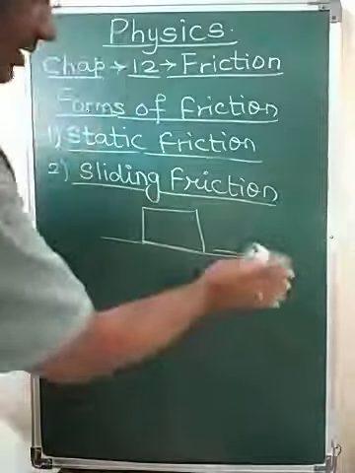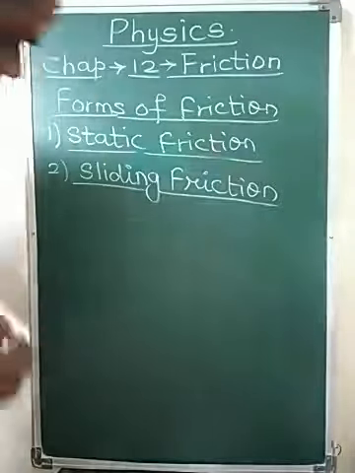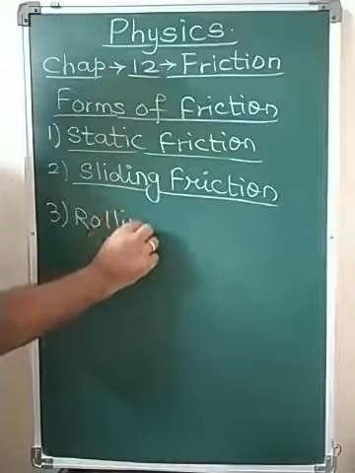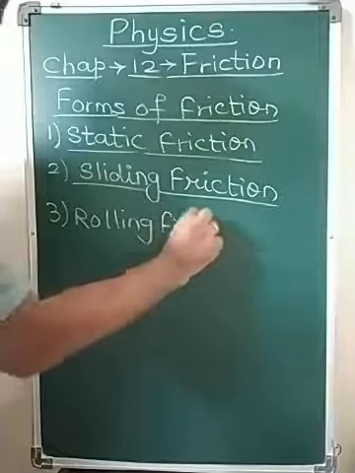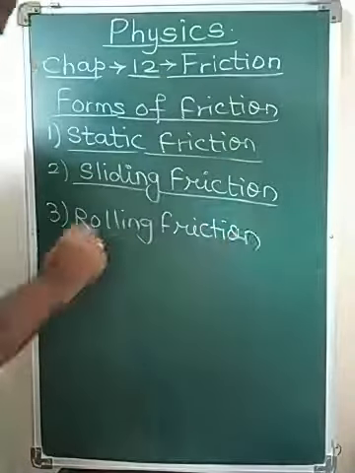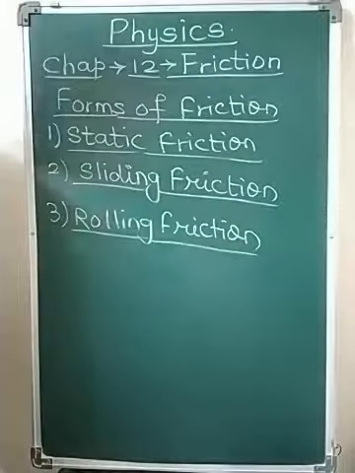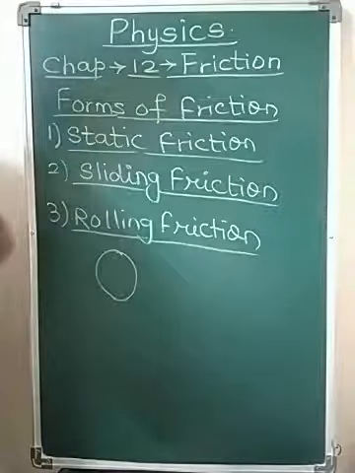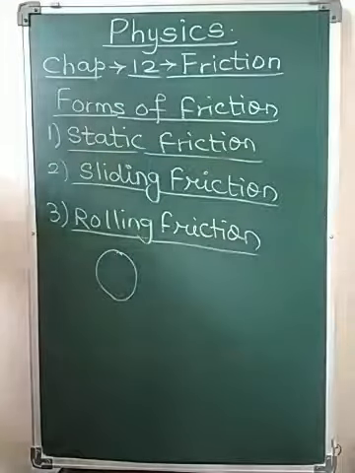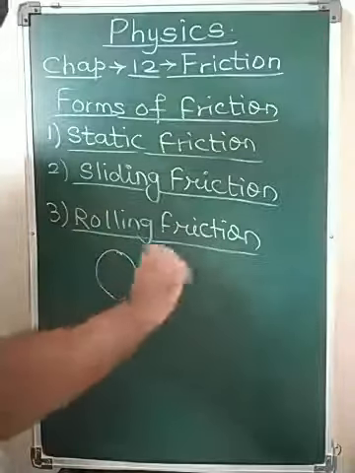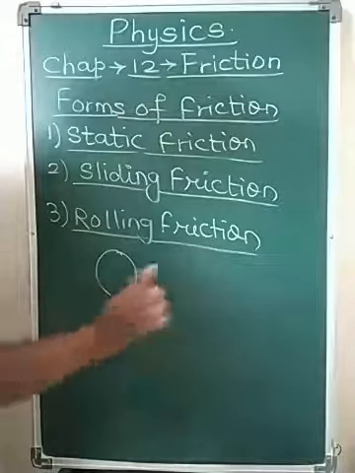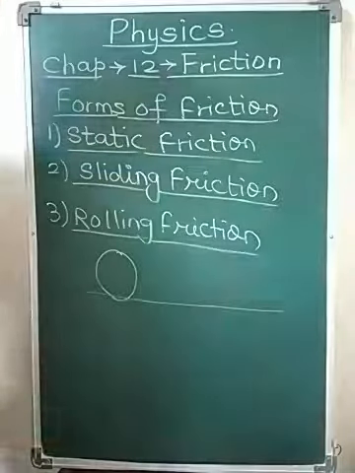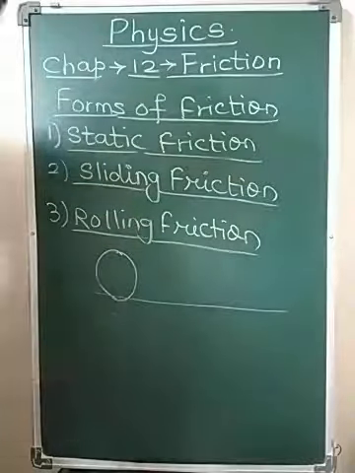The third type of friction is called rolling friction. Rolling friction always takes place when the object or surface is round. So when this ball is hit, it will start rolling. It will not go straight. It will roll and go. So this is nothing but rolling friction.